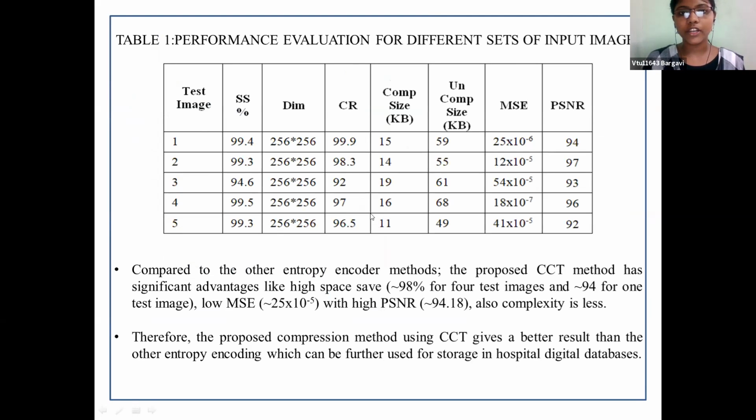This is the performance evaluation table for different sets of input images. Here, 5 sets of test images were used, and their characteristics such as dimension, compression ratio, signal to noise ratio, etc. are given here. Compared to other entropy encoding methods, the proposed complex controller transform has many significant advantages like high space saving, low mean square error, and low signal to noise ratio. Also, it has very less complexity. So the CCT gives a better result than other entropy encoding methods.